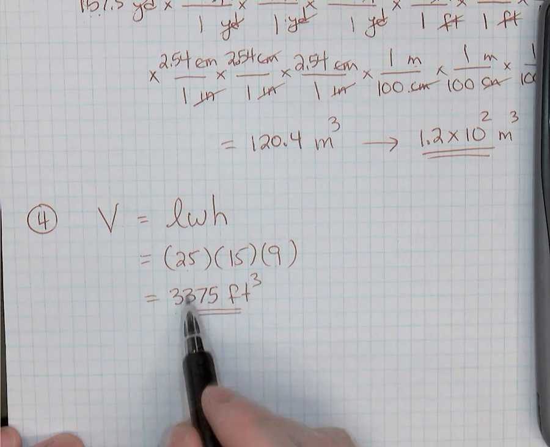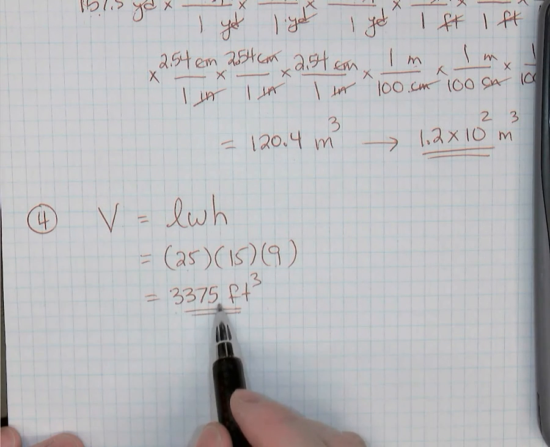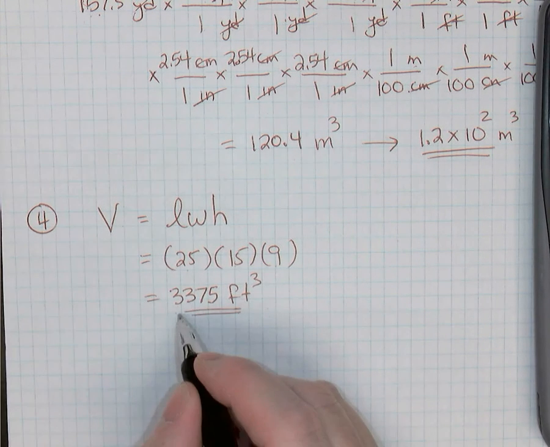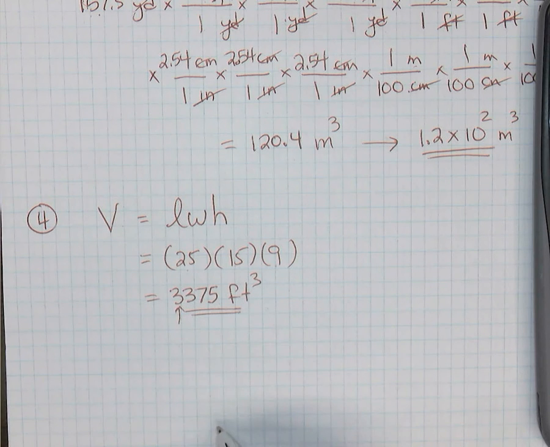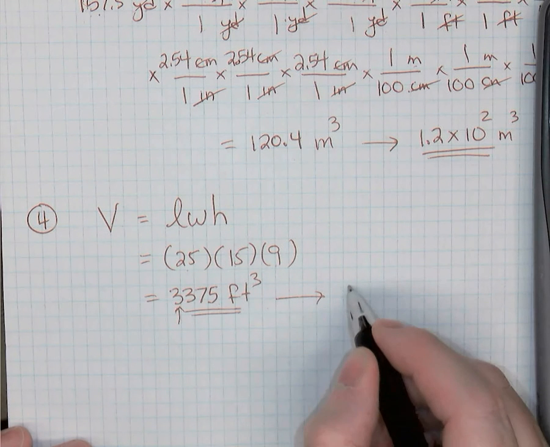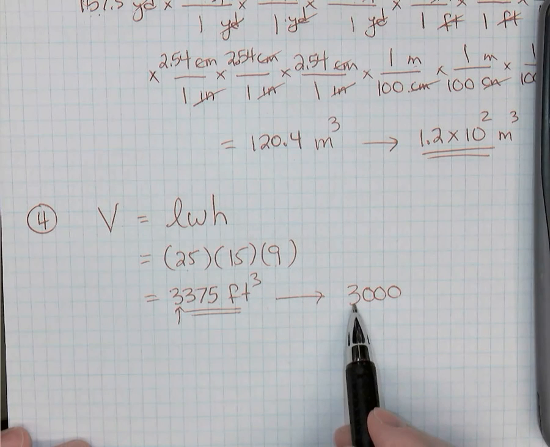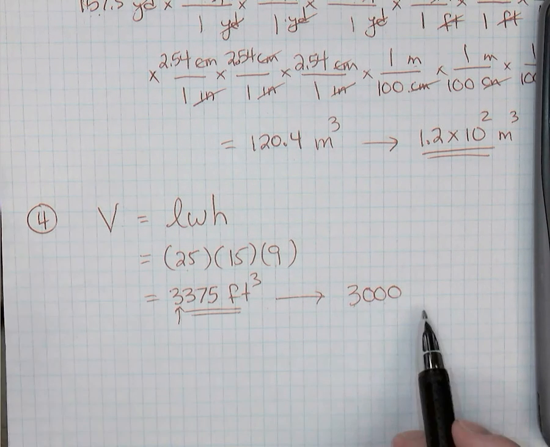So if I want to write that with 1 significant digit, 3,375, right now it has 4 digits, I can only keep this first digit. So the second digit's a 3, that means I can round that off to just say 3,000. But if I write 3,000, it's really not clear if I mean just the 3 and a 0, the 3 and 2 zeros, or all 4 numbers.